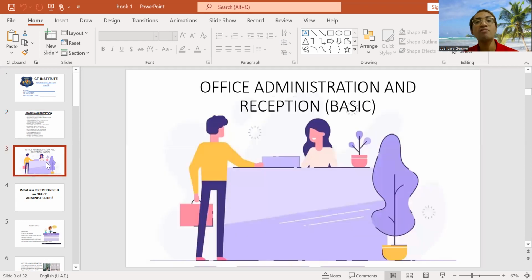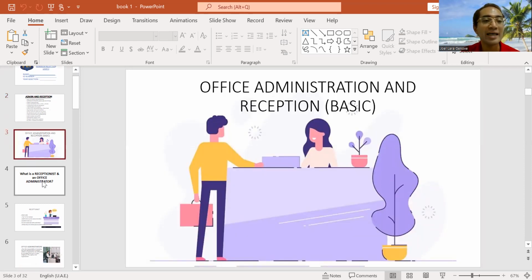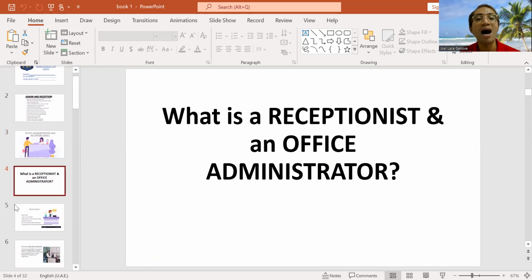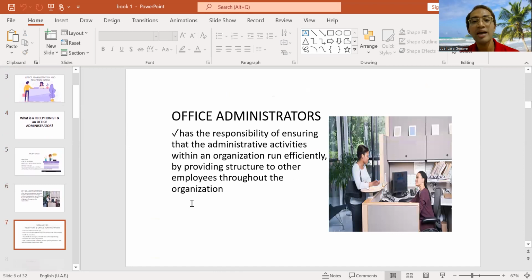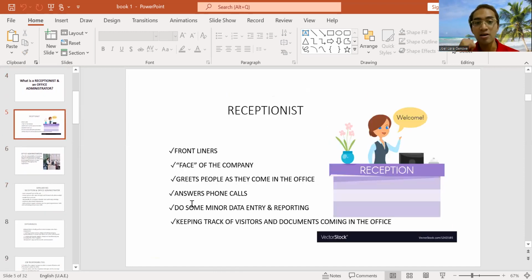Page 3, office administration and reception basic. What is a receptionist and an office administrator? A receptionist, frontliners, face of the company, greets people as they come in the office, answers the phone calls, does some minor data entry and reporting, keeps track of visitors and documents coming in the office. In every company, the first person to meet would be the reception, yes. So what could a typical reception look like?